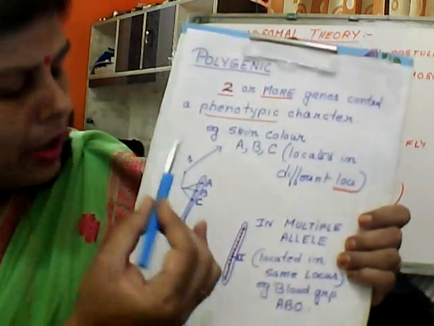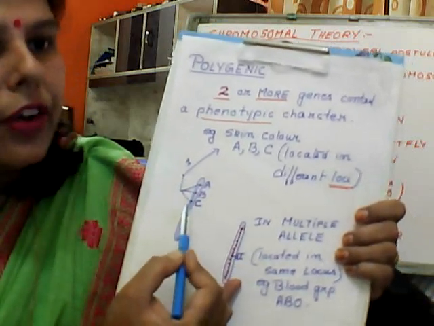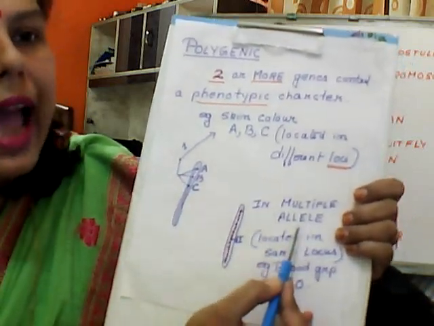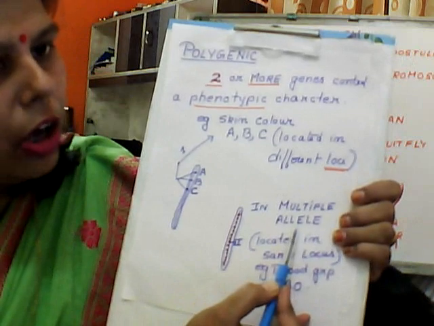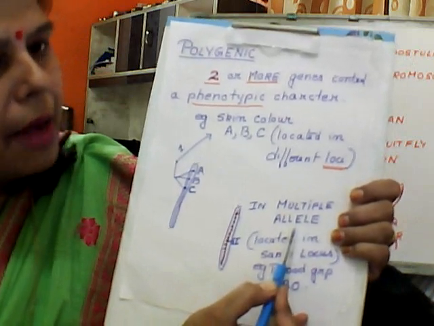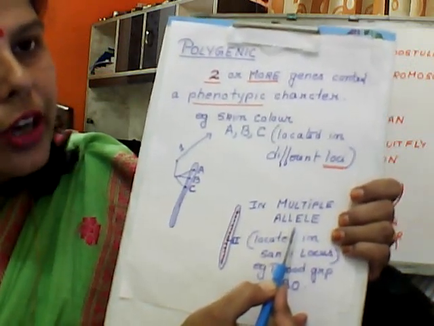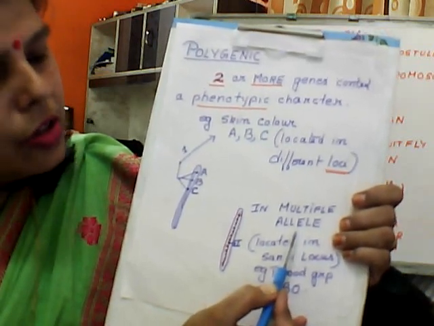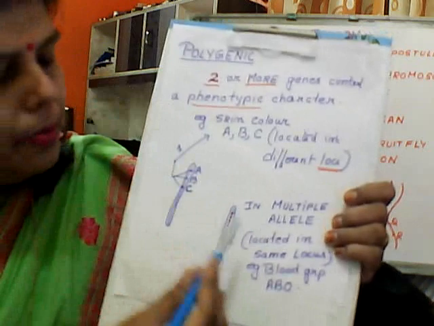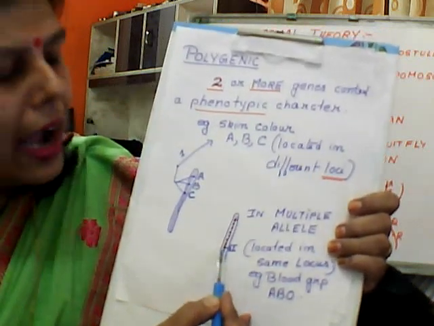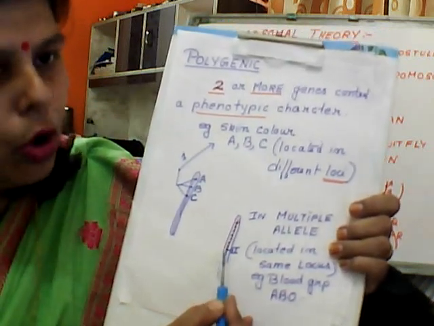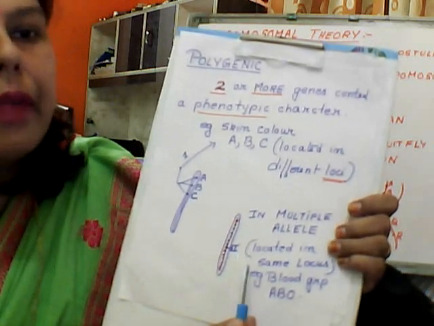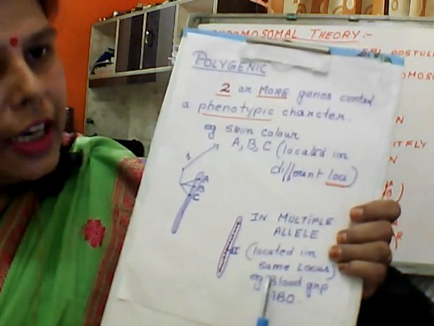That means it is a little bit different from multiple allele. Multiple allele I have already explained. The example is the blood group, for which we have IA, IB and i. But there it is only one letter I responsible, and how the letter I is present in that same locus ultimately determines the blood group of an individual.